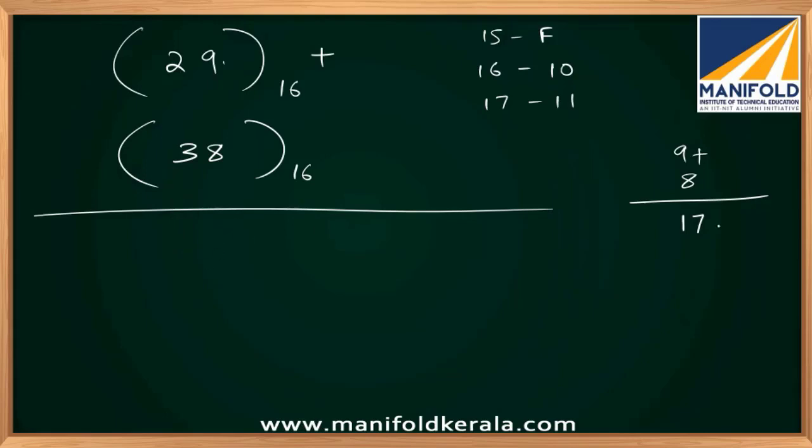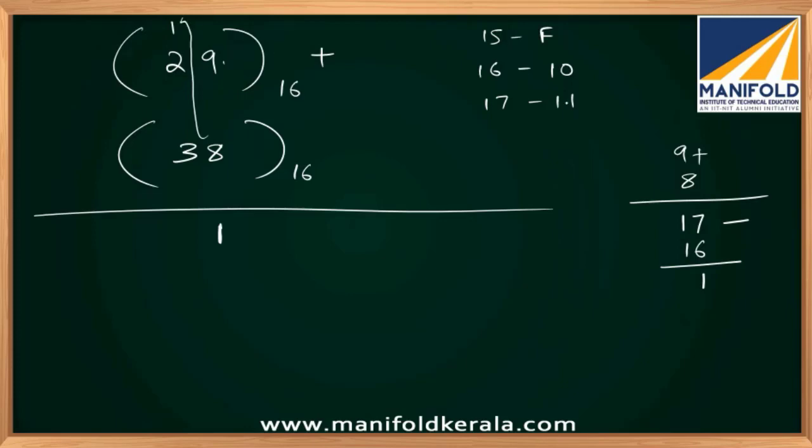Or in other words, you can think about it this way. If you're getting 17, subtract the base. What is the base of this number system? 16. So subtract 16 from this one. If you subtract the base 16, what is the result? It is 1. So that 1 will appear here, and there will be a carry of 1.